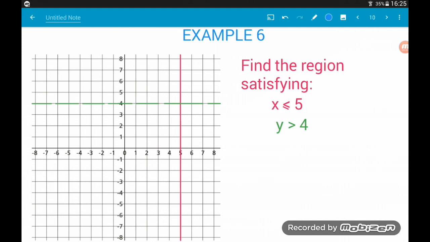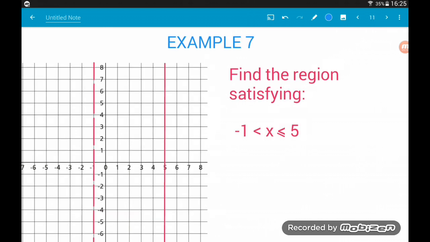Okay, so let's work out what region we want then. So we want x to be less than or equal to 5. So we know that we need to be to the left of our red line. That's where x is less than or equal to 5. But we want y to be greater than 4. So we are to the left of the red line, but above the green line. So this time, we want everything in that region there. Cool. Okay, on with the next.